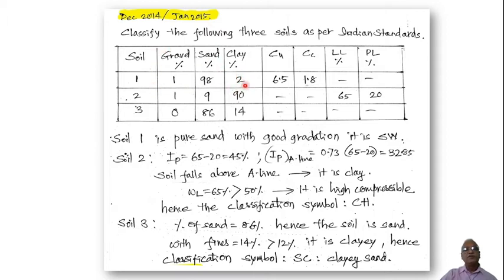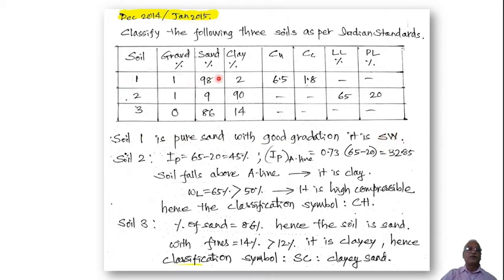So most of the percentage is sand, right? Obviously the overall classification will be sand only. If it is sand, then Cu should be greater than 6. Cc should be between 1 and 3. Yeah, it is satisfying both the conditions. There is no question of liquid limit and plastic limit because it is a coarse grained soil. Okay, so that's why soil 1 is pure sand with good gradation. It is classified as well graded sand.